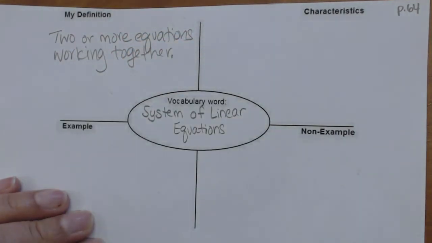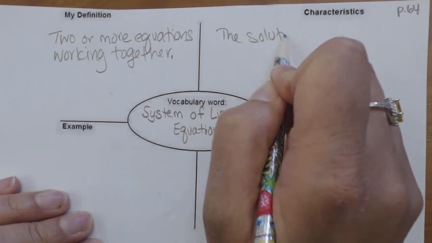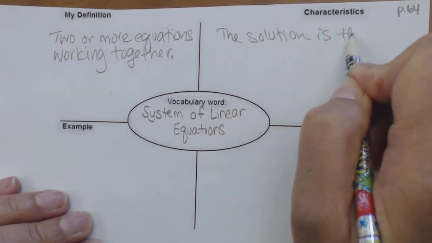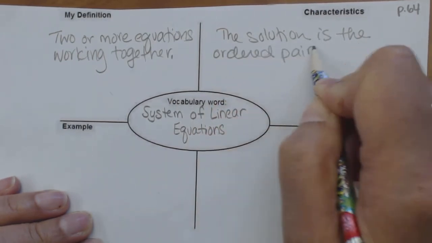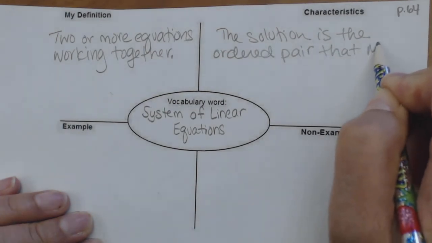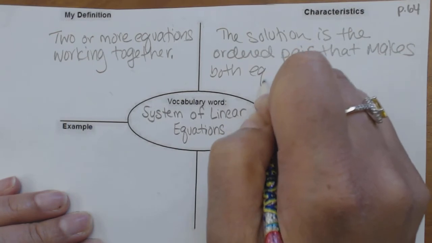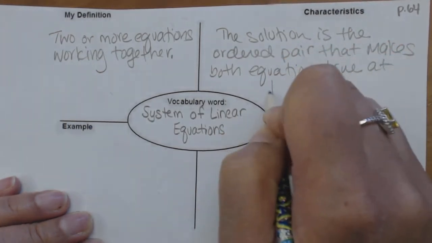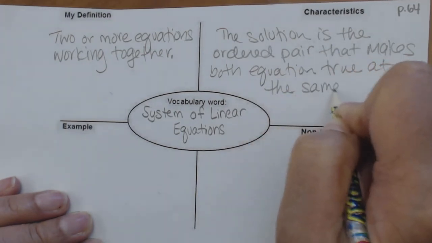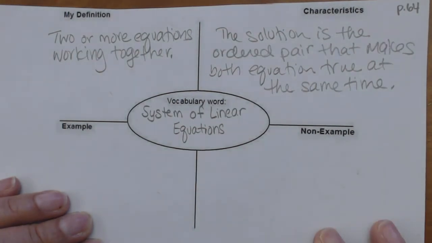And we're done. The characteristics: we have solutions to systems. So the solution is the ordered pair that makes both equations true at the same time. So what type of solutions do we have?